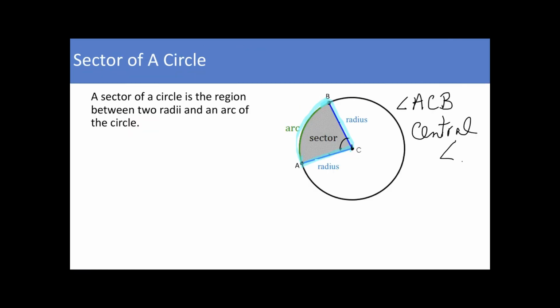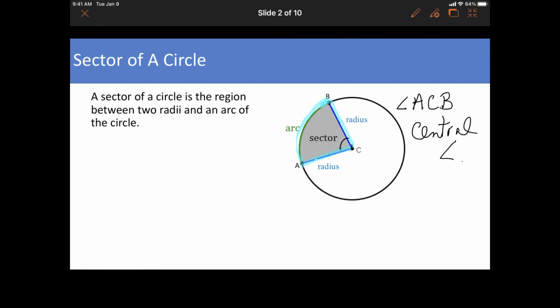So let's talk about the area. How would you find the area of that sector? Well, it is part of the area of a whole circle. Right? So we're going to need the area of a circle. But we can see that it's just a portion or a fraction, right? It's part of a circle, meaning multiplication. And it is some fraction or piece of the circle.